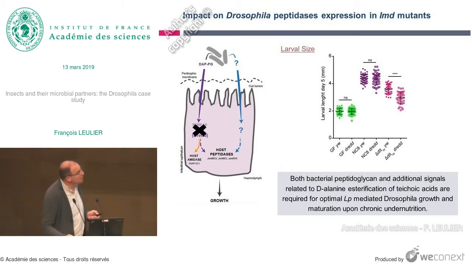ways of recognition. So beyond host peptidase expression, we went on looking at larval growth, and we could see an additive effect of being mutant for the cell wall machinery, the teichoic acid decoration machinery, and being mutant for the IMD pathway, also for the larval size phenotype, so the macroscopic growth phenotype. So we propose that both peptidoglycan and additional signals, such as the dealanylation of teichoic acids, are required for optimal plantarum-mediated growth promotion in this system.